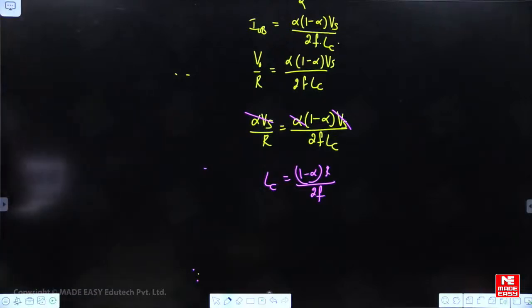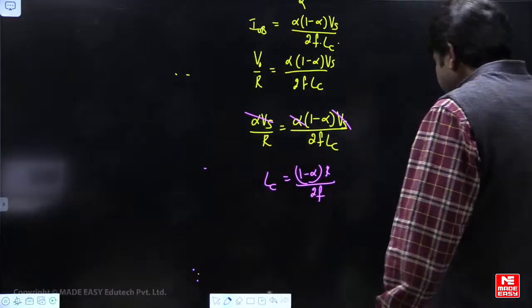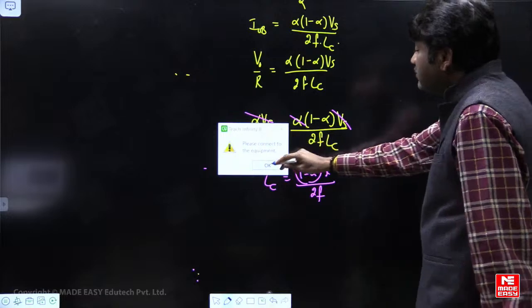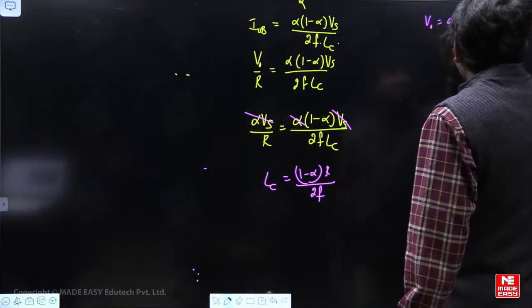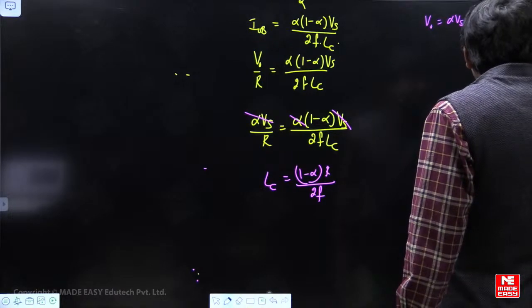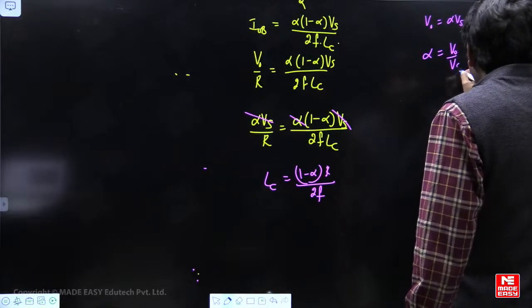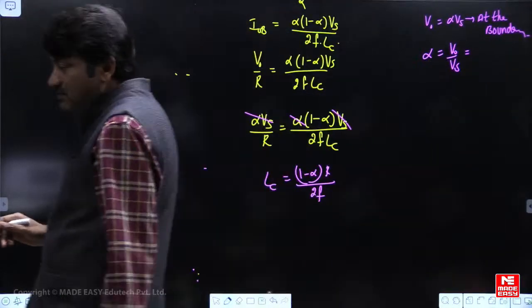Okay, fine. No need to memorize this formula. Just understand the boundary conditions, you will get it. So calculate the critical value of L, 1 minus alpha into R by 2F. So how do you find alpha here? V naught is equal to alpha Vs. This formula is also valid at the boundary. Of course, even for continuous conduction it is valid. So alpha is equal to V naught by Vs.